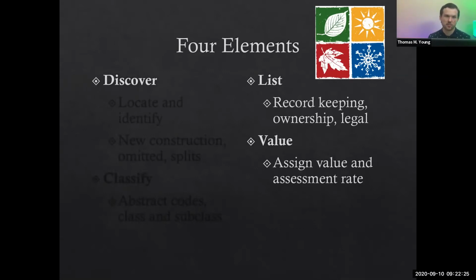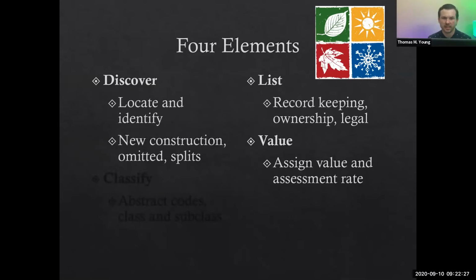Discover is the third one. That means locating and identifying all of the property, discovering all of the land, all of the improvements, all of the businesses, all of the new constructions going up, houses being demolished, lots being split, or omitted property that wasn't picked up when it was actually due in the county. So the assessor's office is constantly working to discover everything that's in the county. That's their job.